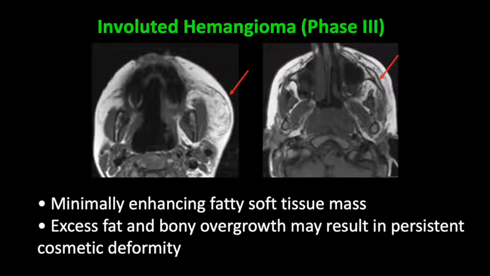Finally, in phase 3, they will involute completely, but they will often leave a fatty mass that may demonstrate minimal contrast enhancement. So, this may be a problem cosmetically. You can see on the images above, the child still has relative fullness of that left cheek. And that's not just because of the residual fatty involuted hemangioma, but also because there's been some skeletal overgrowth related to the prolonged hypervascularity from the proliferative phase. So these can be addressed with cosmetic surgical procedures, and typically there will be little, if any, residua.